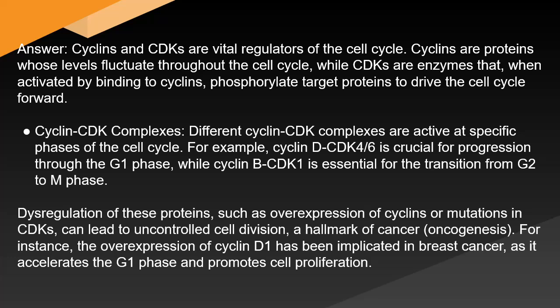Cyclin-CDK complexes. Different cyclin-CDK complexes are active at specific phases of the cell cycle. For example, cyclin D-CDK4/6 is crucial for progression through the G1 phase, while cyclin B-CDK1 is essential for the transition from G2 to M phase. Dysregulation of these proteins, such as overexpression of cyclins or mutations in CDKs, can lead to uncontrolled cell division, a hallmark of cancer, oncogenesis. For instance, the overexpression of cyclin D has been implicated in breast cancer as it accelerates the G1 phase and promotes cell proliferation.